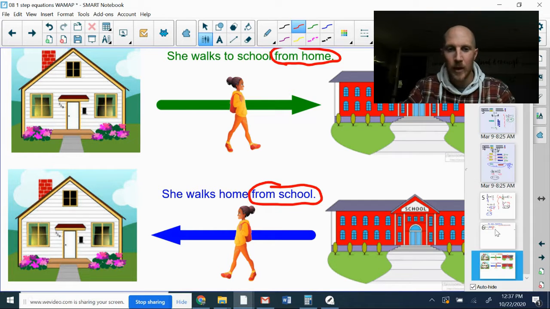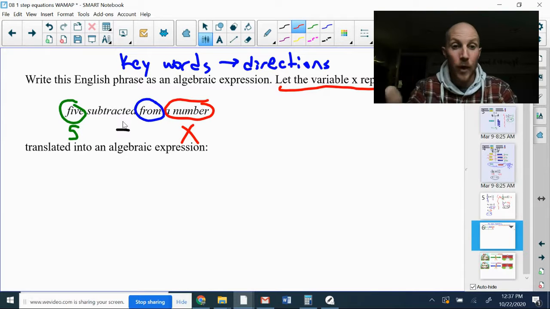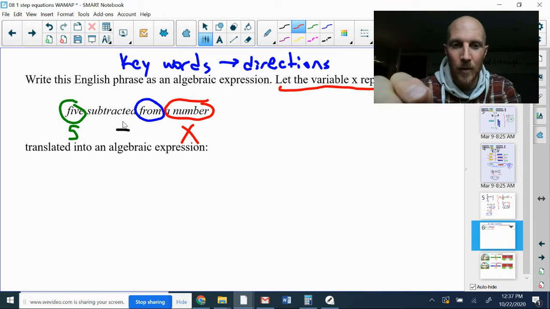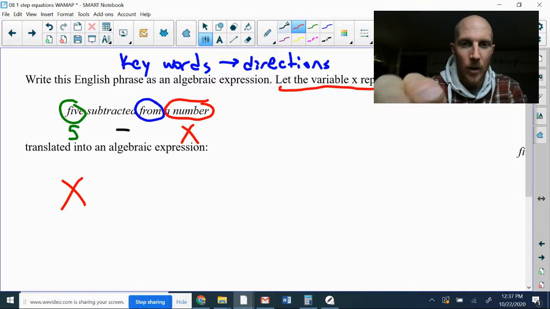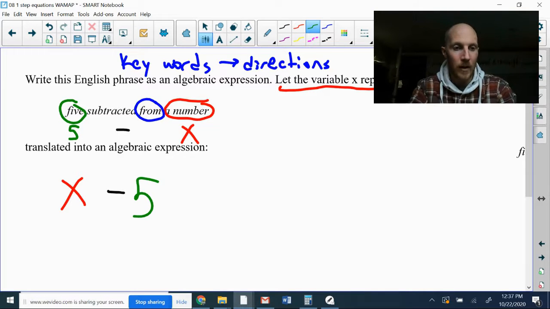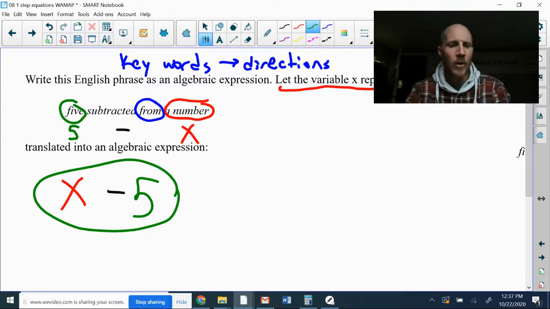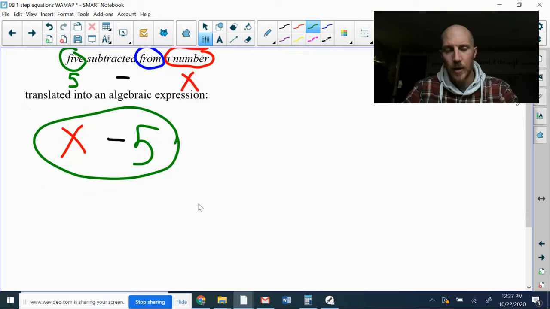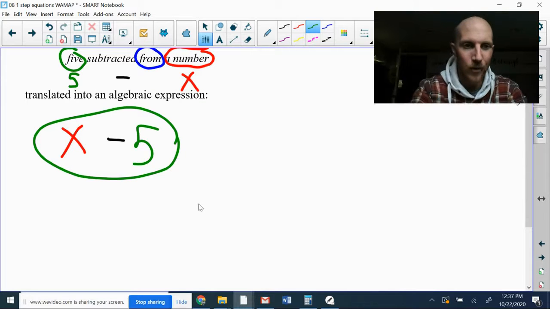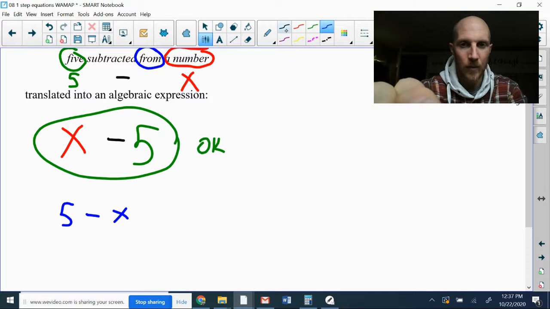The same thing is going to apply here. So 5 subtracted from a number, that tells us that a number, x, is actually where we start the number sentence. So it's got to be x minus 5, not 5 minus x. It has to be x minus 5 because we're starting from a number and then subtracting away from that. Okay, subtraction is a funny deal because the order that you subtract makes a difference. x minus 5 does not mean the same thing as 5 minus x.